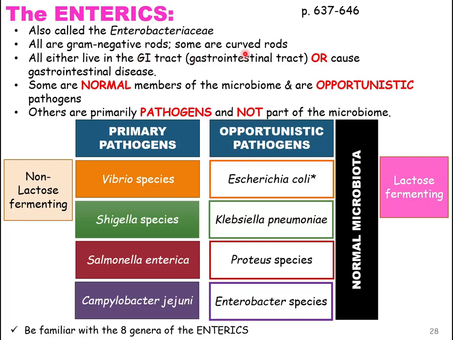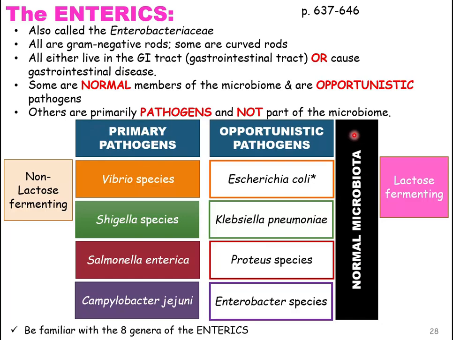Some of them are short curved rods, like the Vibrios are going to be curved rods. All of these either live in the gastrointestinal tract as normal microbiota of humans and of animals, or they're ones that cause intestinal disease, so gastrointestinal disease. Like I said, some are normal, and those are going to be the ones that are opportunistic pathogens. And then other ones are what we call primary pathogens, meaning they're not part of a microbiome, and they can cause disease in healthy individuals.